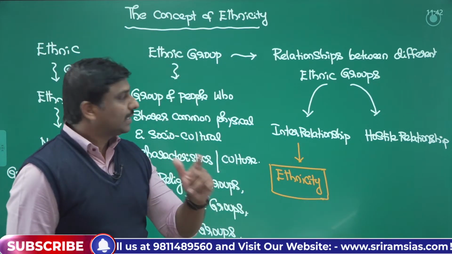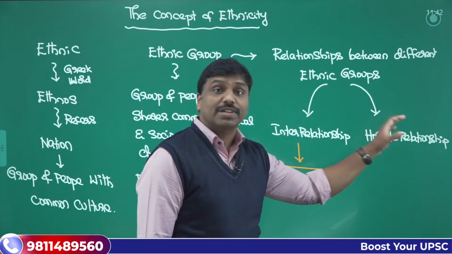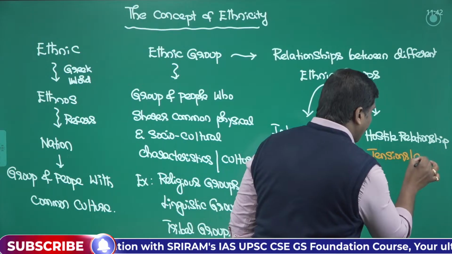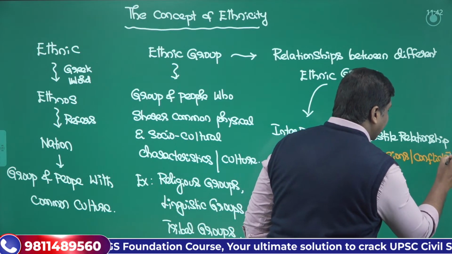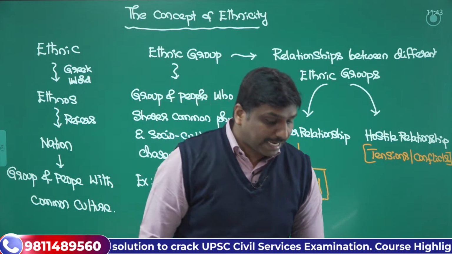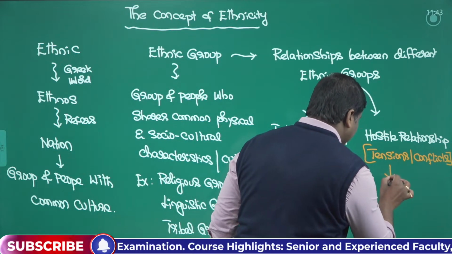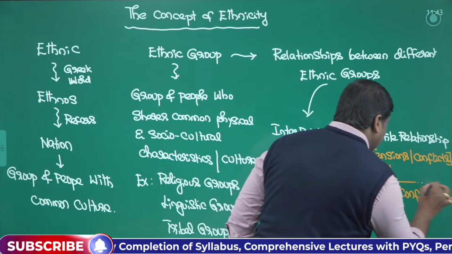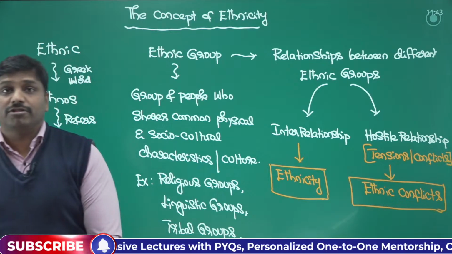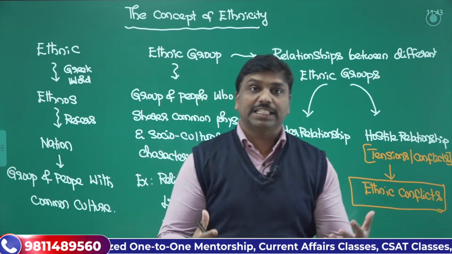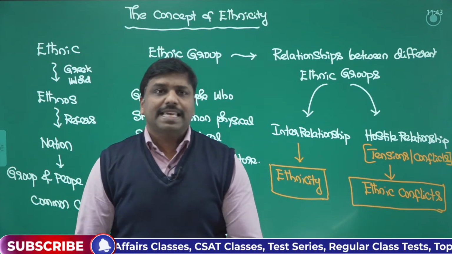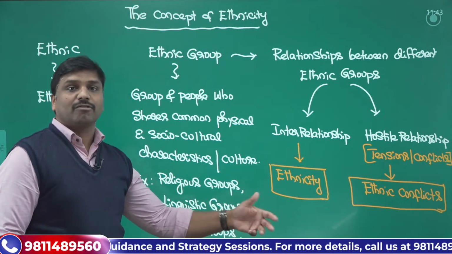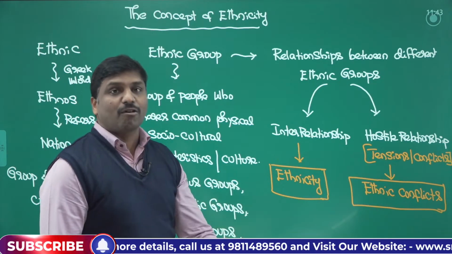Is that clear? Now, sometimes we can expect some hostile relationships. Hostile relationships means you can expect certain tensions, certain conflicts, or certain odd reactions between them. Such a thing we can call ethnic conflicts. In India, in contemporary times, there is a trend of rising ethnic conflicts due to the diversity of Indian culture. For example, there are many religious conflicts escalating, many tribal conflicts escalating, and many linguistic conflicts escalating.